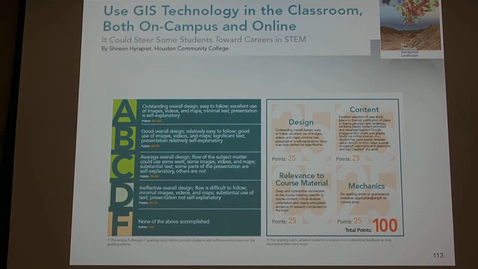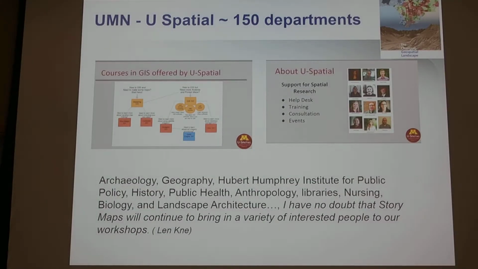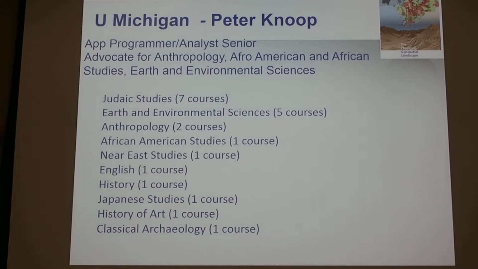She came up with actually a taxonomy of how you grade these things, which is an important thing. There's serious discussion right now of a peer-refereed journal that would evaluate these story maps. At the University of Minnesota, 150 different departments have generated story maps. Guy at the University of Michigan.